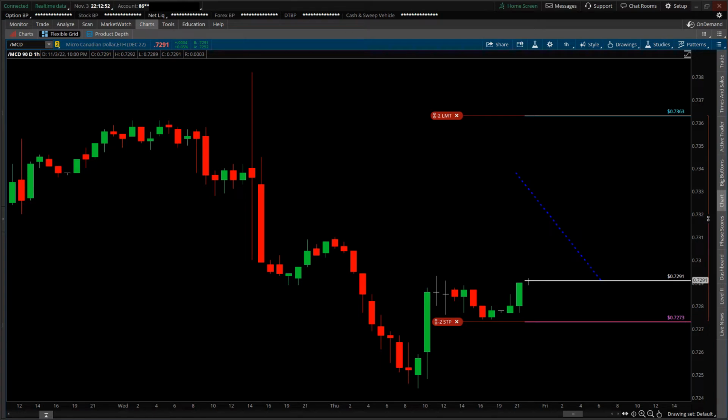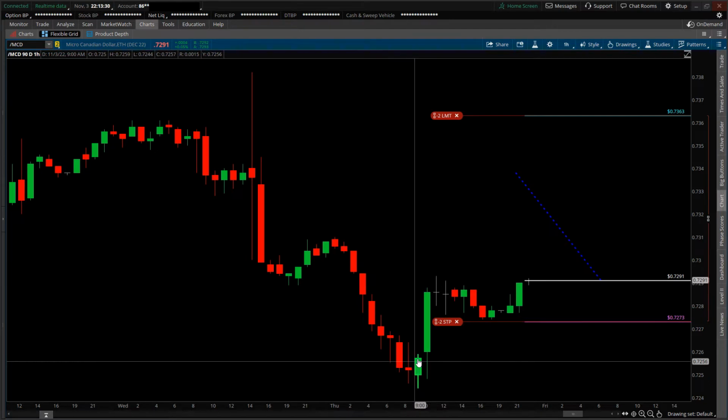Today's Thursday, November 3rd, and it's 10:12 p.m. Eastern Time. This is the 1 hour chart of the micro Canadian dollar futures contract, ticker symbol /MCD. As of the time of this recording, the Canadian dollar is trading at 0.7291. Each candlestick reflects 1 hour worth of trading, and the current candlestick is still forming because it's only been 13 minutes into the new hour.